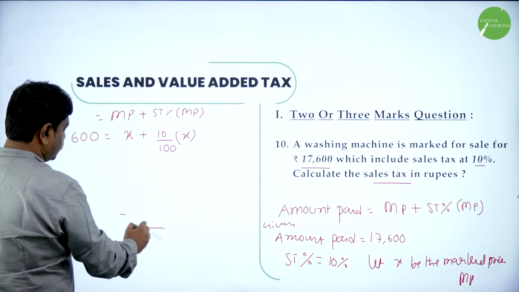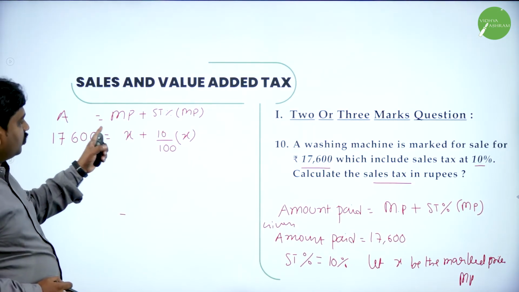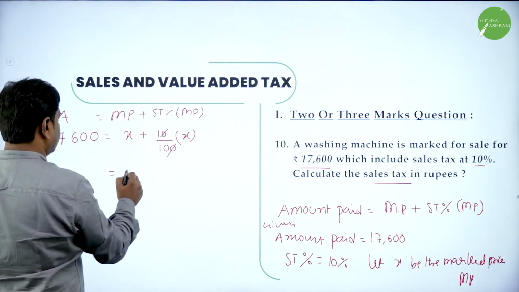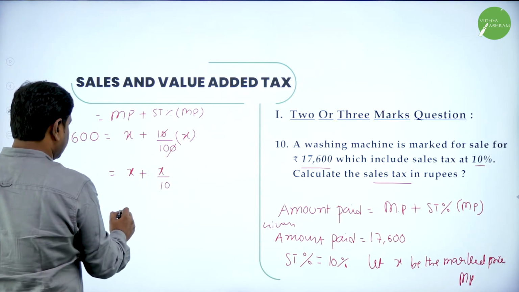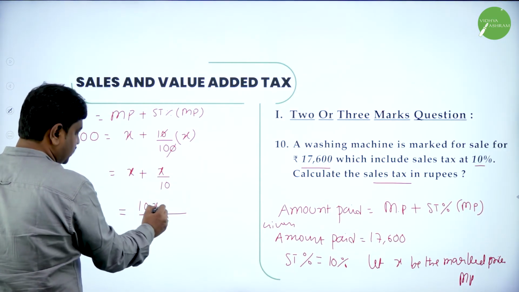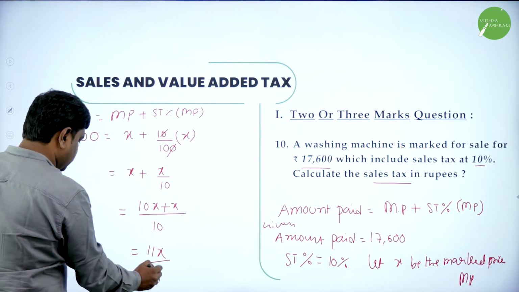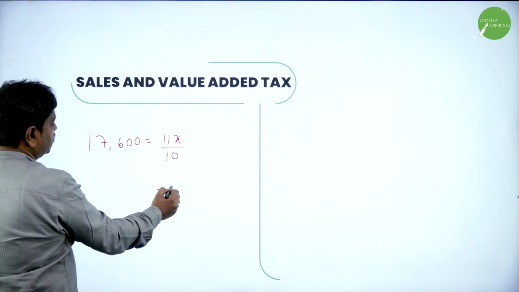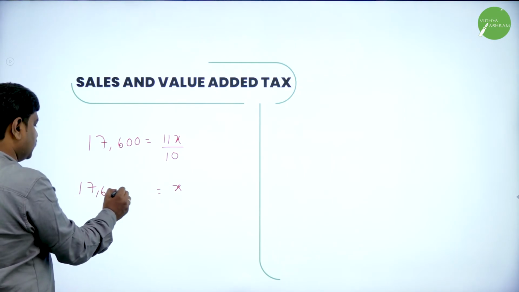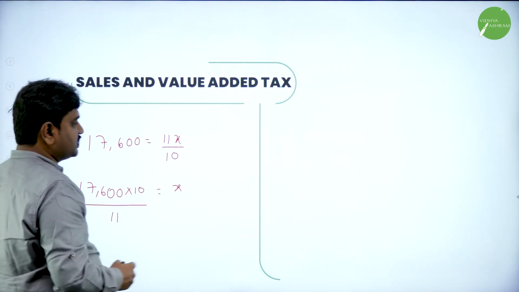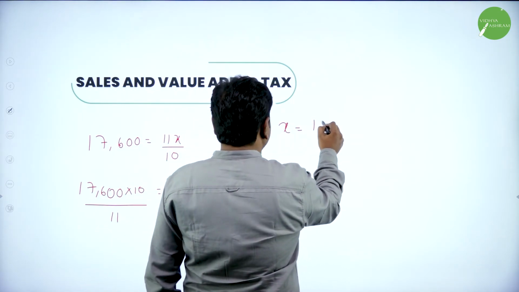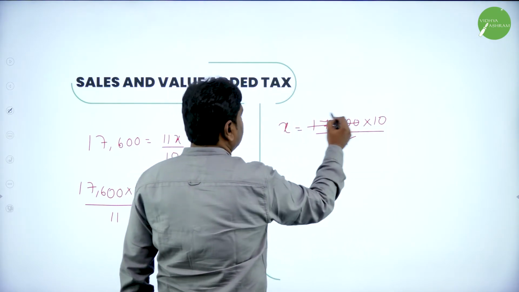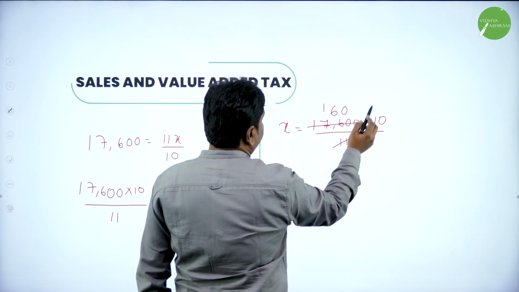I hope all of you got this equation. Amount paid is equal to market price plus 10% of tax, that is, the zeros cancel, x plus x by 10. Taking the LCM, 10x plus x is 11x by 10, and 11x by 10 is 17,600. Rearranging, X is equal to 17,600 into 10 by 11. This is X, the market price. 11 ones are 11, 11 sixes are 66, remainder 0.